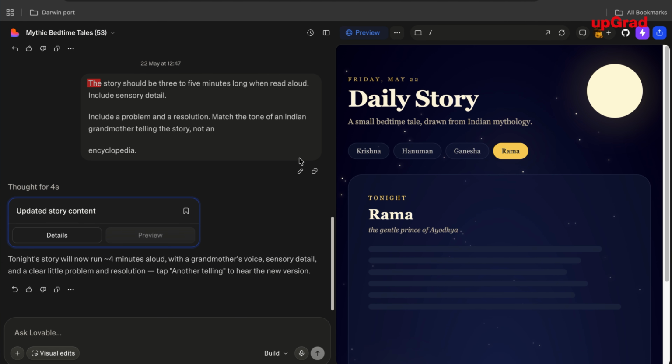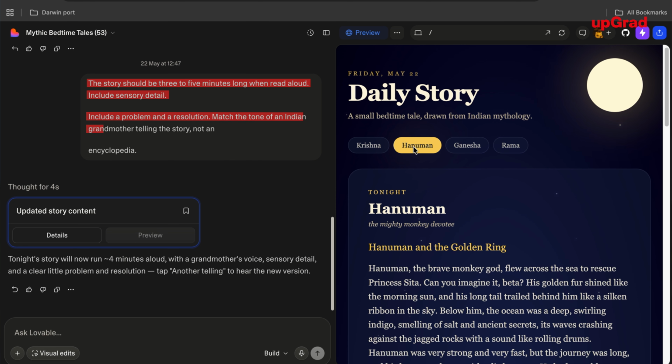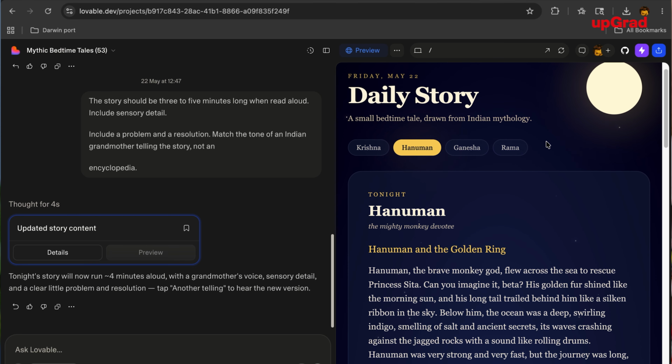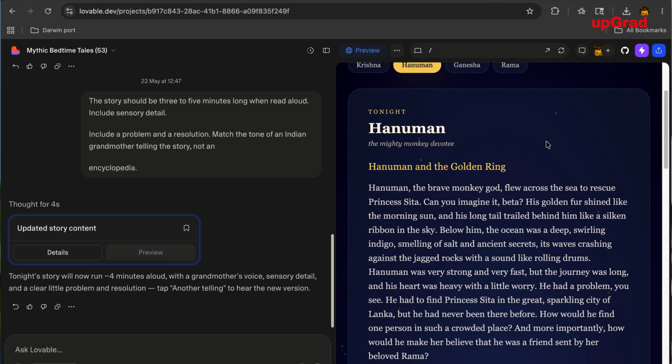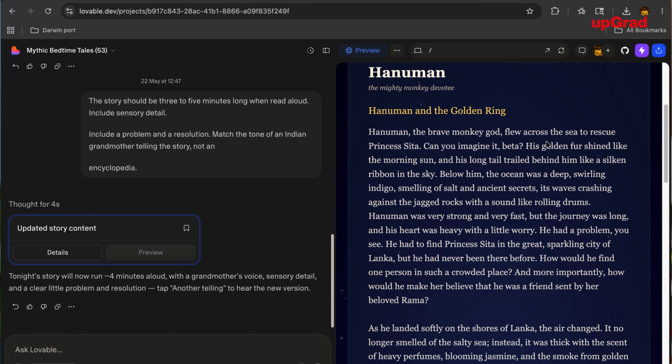Rewrite the prompt. The story should be 3 to 5 minutes long when read aloud. Include sensory detail, include a problem and a resolution, match the tone of an Indian grandmother telling the story, not an encyclopedia. Try again. The story is better. There is a moment with the smell of forest air, a description of fear before the leap, a real ending.